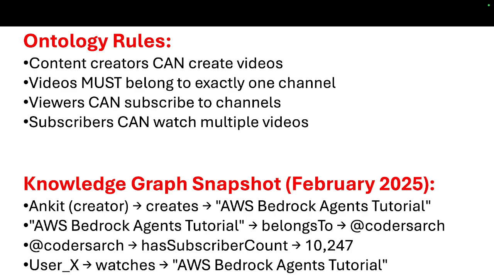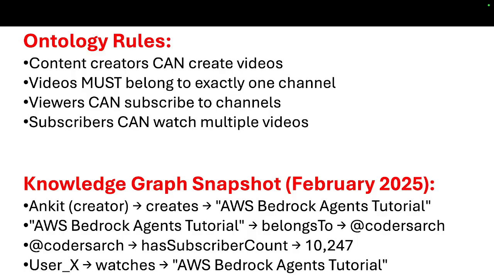Where a knowledge graph would be a snapshot, it would specify those same ontology rules and create a knowledge graph saying Ankit, who is a creator, creates an AWS Bedrock Agents tutorial. AWS Bedrock Agents tutorial belongs to Coders Arc channel. Coders Arc channel has subscriber count of 10,247, which I'm nowhere near that. And user X watches AWS Bedrock Agents tutorial. So as you can see, the knowledge graph is a snapshot of the ontology rules applied to it.